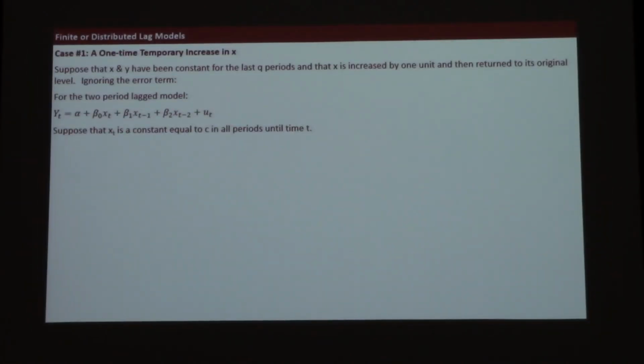Okay, so X is constant, equal to C in all time periods, up until time T. And then we're going to increase it by 1 unit. So C is some amount that we're spending. Then we're going to increase C by 1 unit, but then it reverts back to C at T plus 1. That's confusing. So what happens?